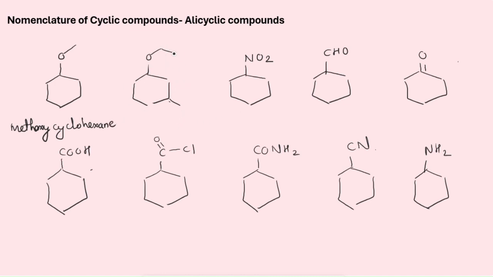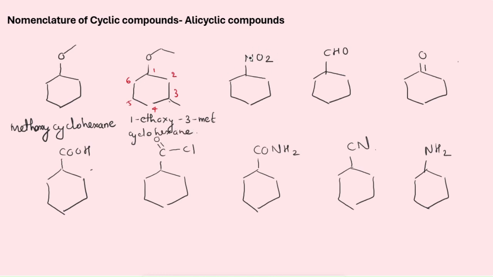Similarly, we have an ethoxy and then there is a methyl. So give the priority now. 1, 2, 3, 4, 5, 6. So what will be the name of this molecule? 1-ethoxy, 3-methyl. I'm just going to write this much. 3-methyl and then cyclohexane. This is the IUPAC name.